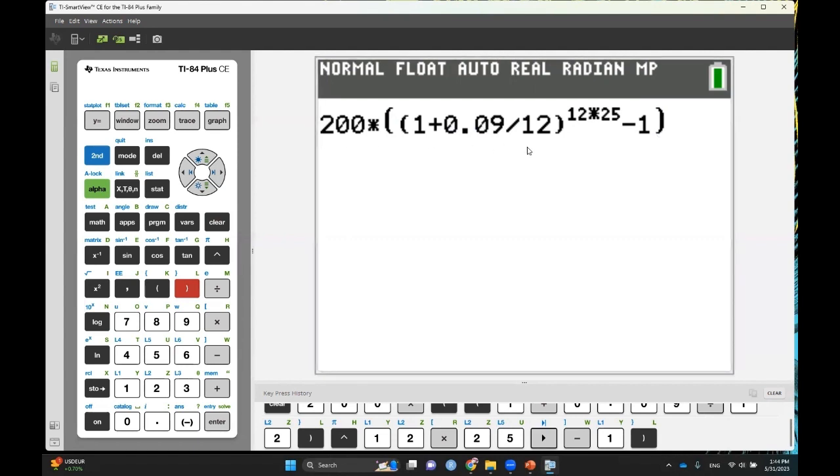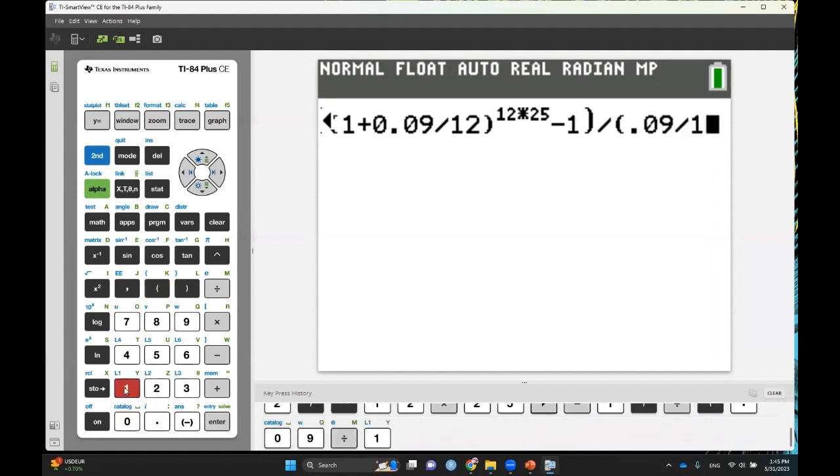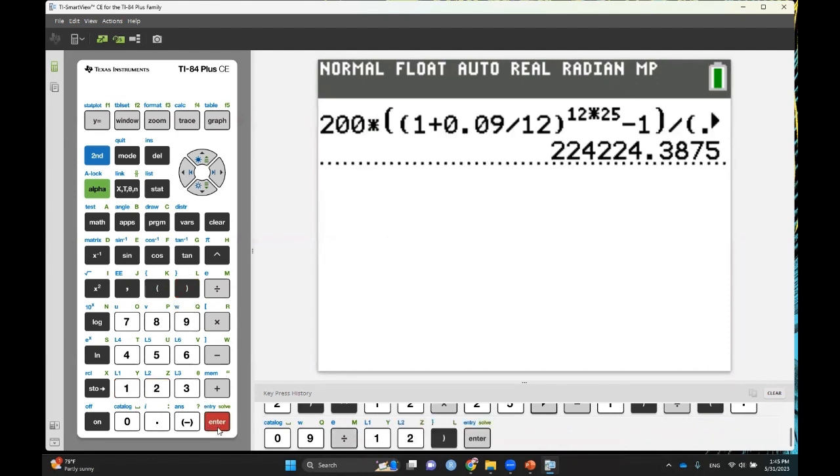So this is my numerator, I'm done. Okay, now I enter denominator, which is divided by, okay, and then denominator 0.09 divided by 12, right? And then I need to put in the parentheses, okay, parentheses 0.09 divided by 12, and then close denominator parentheses, and then enter.